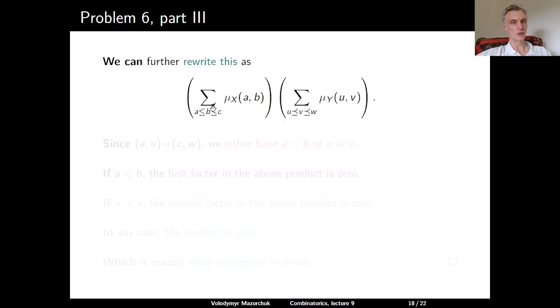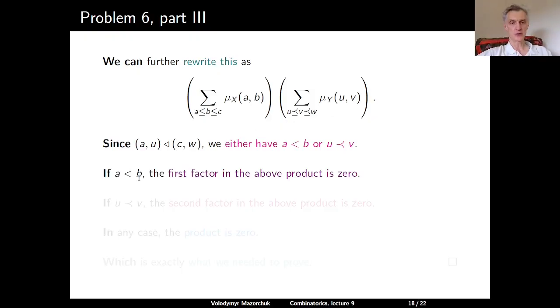The first sum is a sum over all b between a and c, mu x evaluated at a, b, and then the sum over all v between u and w, mu y evaluated at u, v. Since a, u is strictly smaller than c, w, we must either have that a is strictly smaller than b, or u must be strictly smaller than v.